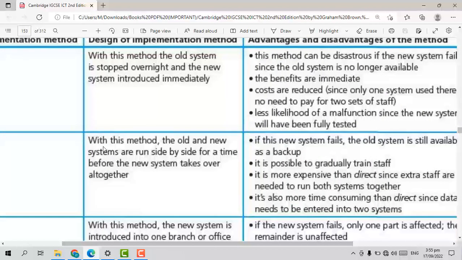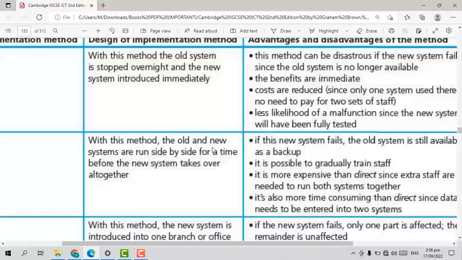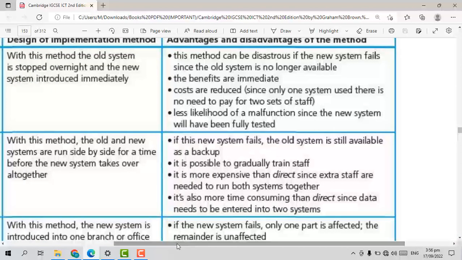With this method, the old and new systems are run side by side for a time before the new system takes over altogether. Now I'm going to have two systems. The old one, the one that they were using, they're going to keep using that, but then I'm going to give them the new system and they're going to use it side by side with the old system, right?